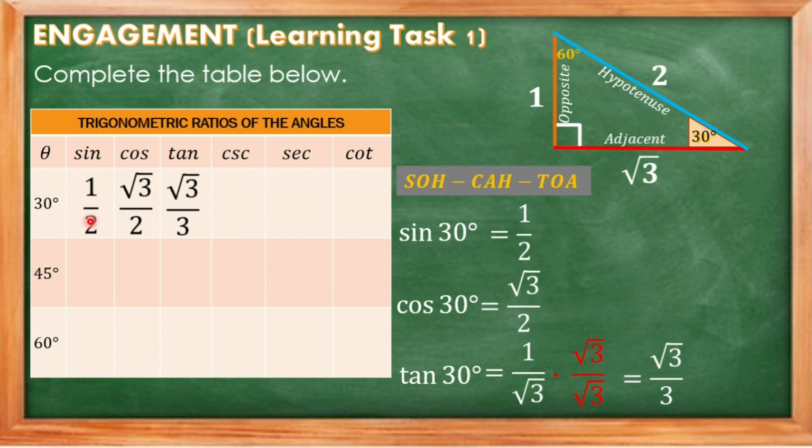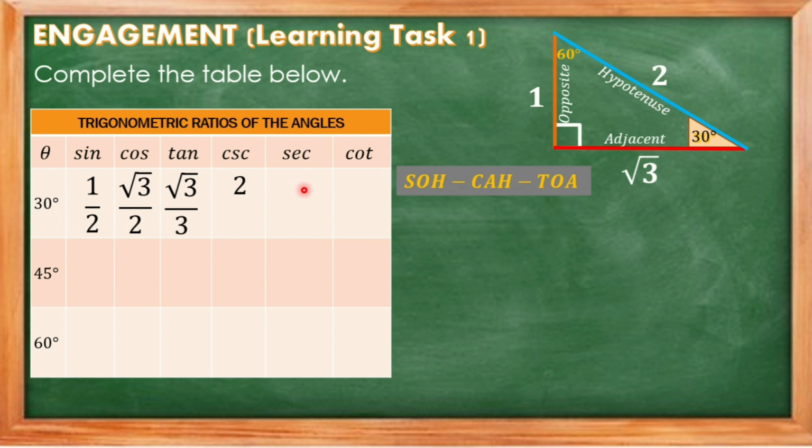So, the reciprocal of 1/2 is equal to 2 over 1, or that is 2. For secant naman, ang reciprocal niya ay si cosine. I-solve natin yan dito. So, secant 30 is equal to, so yung reciprocal ng cosine is 2 over the square root of 3. Since ang denominator natin ay merong radical sign, kailangan pa natin siyang i-rationalize. So, i-multiply natin siya, both the numerator and the denominator, ng the square root of 3. And that is equal to 2 square root of 3 over 3.